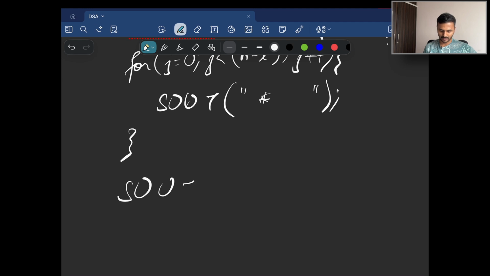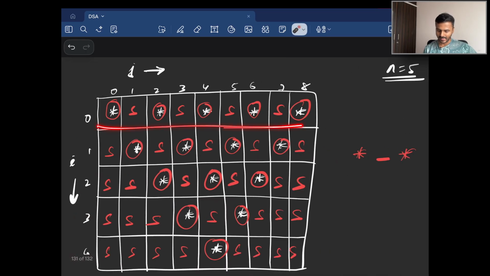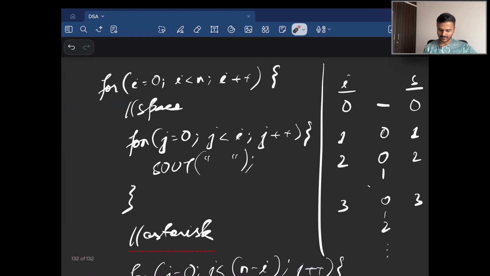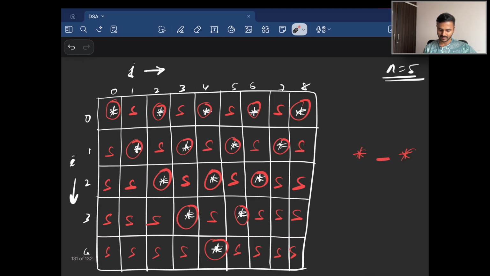And at the end, of course, we'll have to put a system.out.println, because what we want is that at the end of each row, the cursor shifts to the next line, right? So this is the pseudocode that is going to help us in printing this pattern. So with the pseudocode discussed and hopefully understood, let us go to IntelliJ. Let's start writing the code.